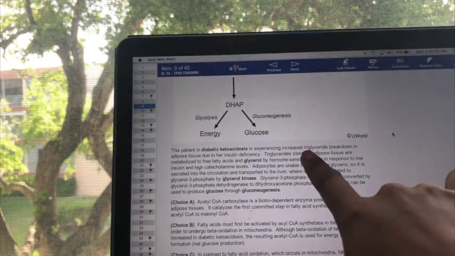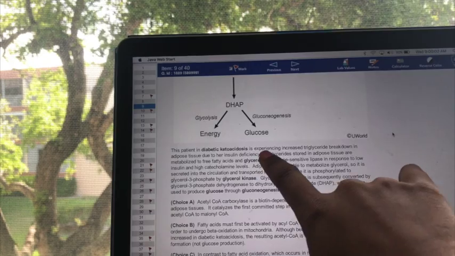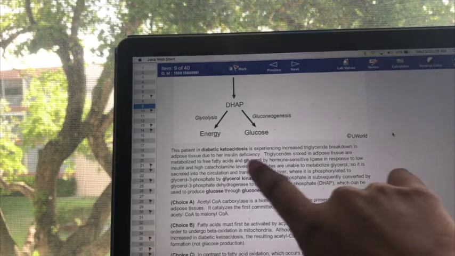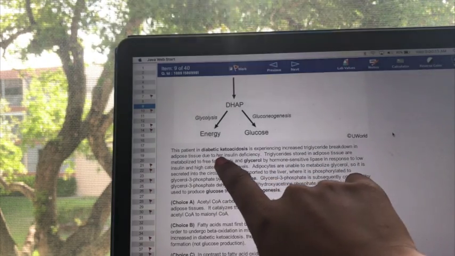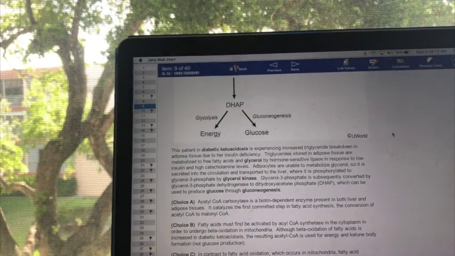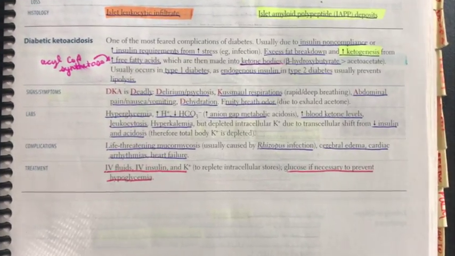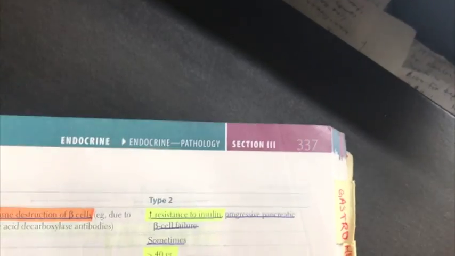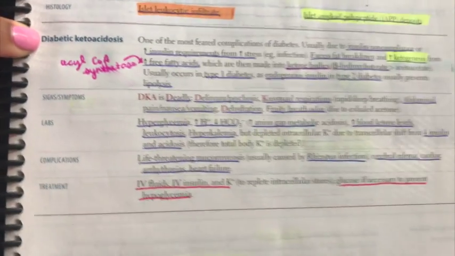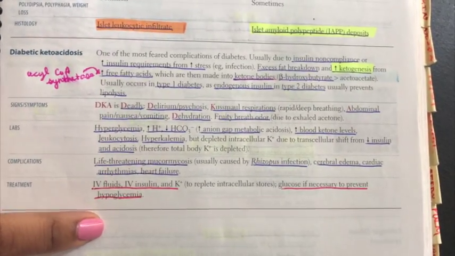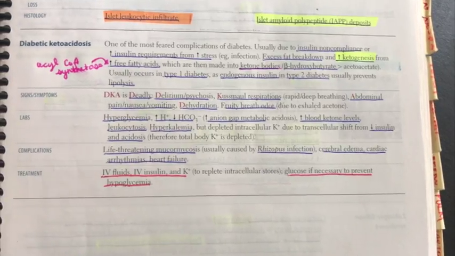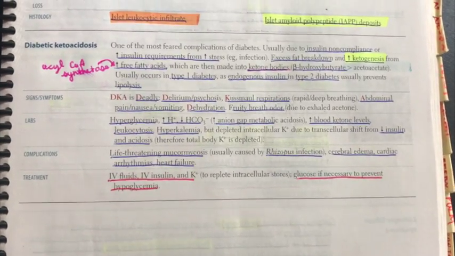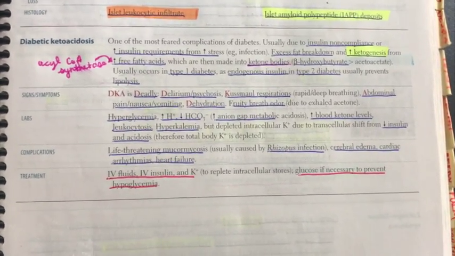And then there's this explanation here saying the patient with diabetic ketoacidosis is experiencing increased triglyceride breakdown in adipose tissue because of her insulin deficiency. So now we go to the First Aid book. This is my personal book. This is the 2017 edition, page 337, talking about diabetic ketoacidosis. I'm not going to read through this whole thing, but if you do read through it, you can see that there's absolutely no talk about the breakdown of triglycerides at all.